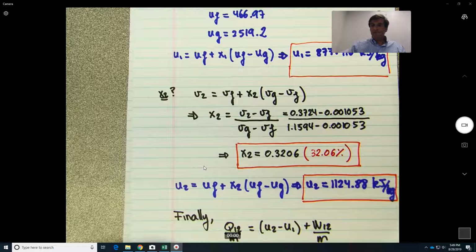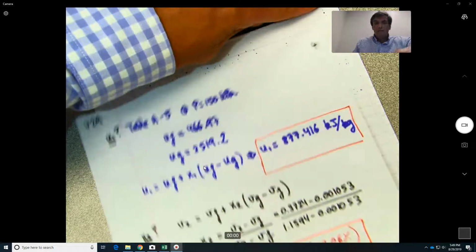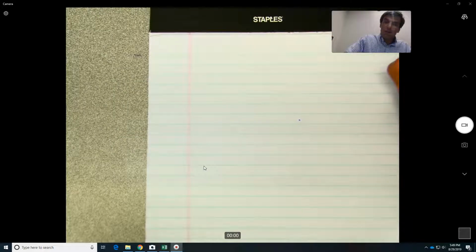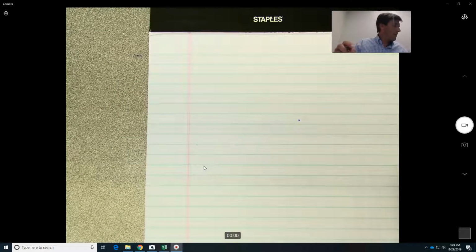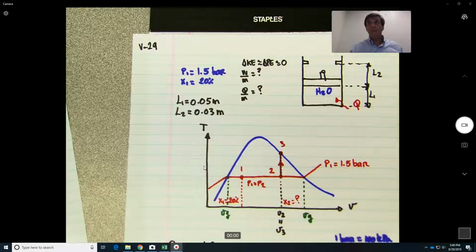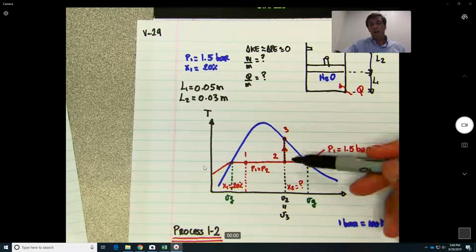Alright, so we found everything between 1 and 2. Let's see if I find that page again. So we did everything between 1 and 2. We know what is the work. We know what is the heat. Now let's see what happened between 2 and 3.